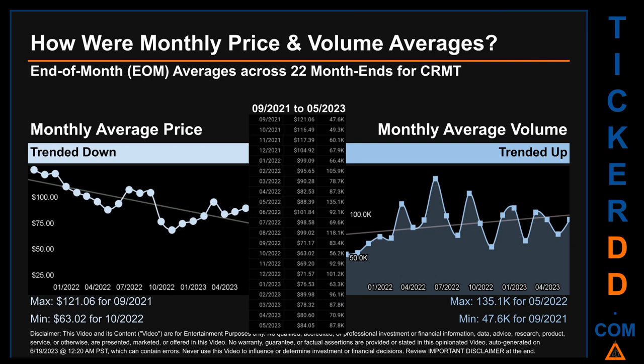The maximum end-of-month average price was $121.06 for 09/2021 while the minimum was $63.02 for 10/2020. Looking at volume, 05/2022 and 09/2021 respectively saw the highest and lowest monthly average volume at 135.1 thousand and 47.6 thousand.